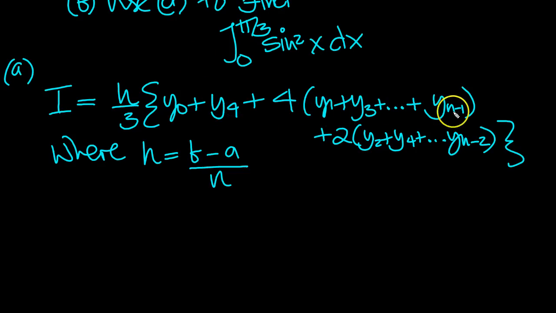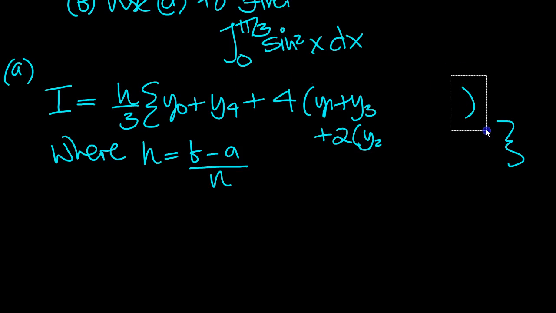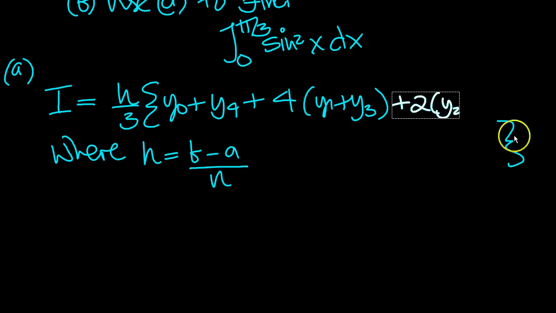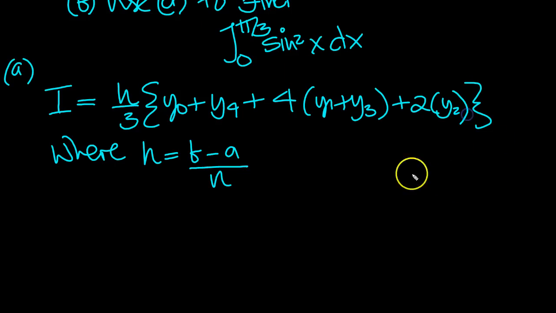From 0 to 4 is 5 ordinates. So n minus 1 would be 3, which is already mentioned here. So these can go. And then that's 4, so it's just simply y2 in this case. n minus 2 is 2. So that's what we've got then. Let's just tidy this up and then we can work it out. Okay, so there's our formula.